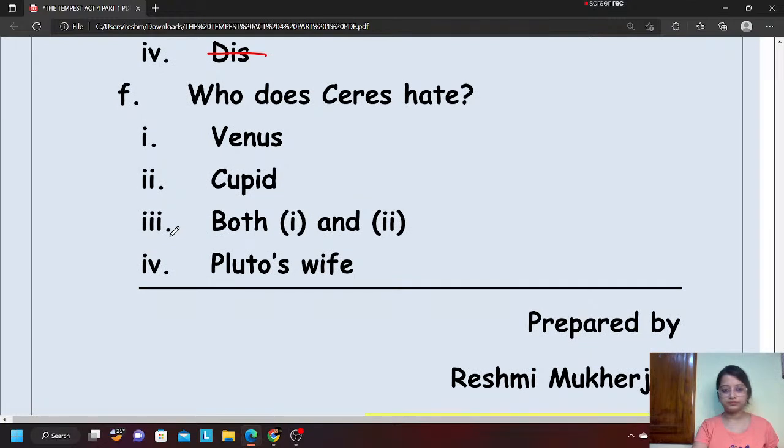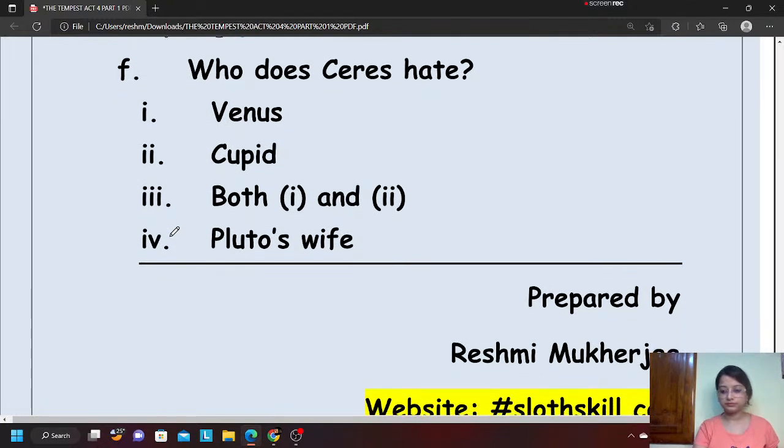Last, number F. Option number 3 according to Arnesh. Others? Who is Cupid? Cupid is Venus's son, no? You will get the heart sign with that arrow. That little boy always holds an arrow, bow and arrow in his hand. Okay, he strikes one another and then they fall in love with each other. Okay. Faraz is saying 3. Any other answer?